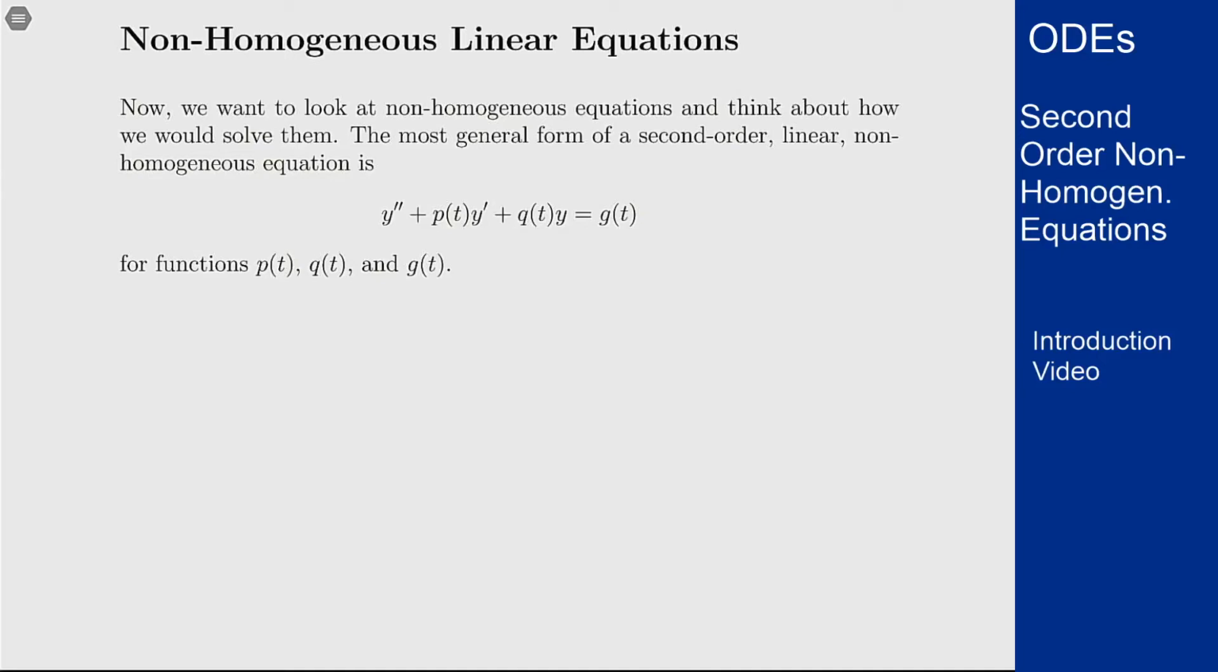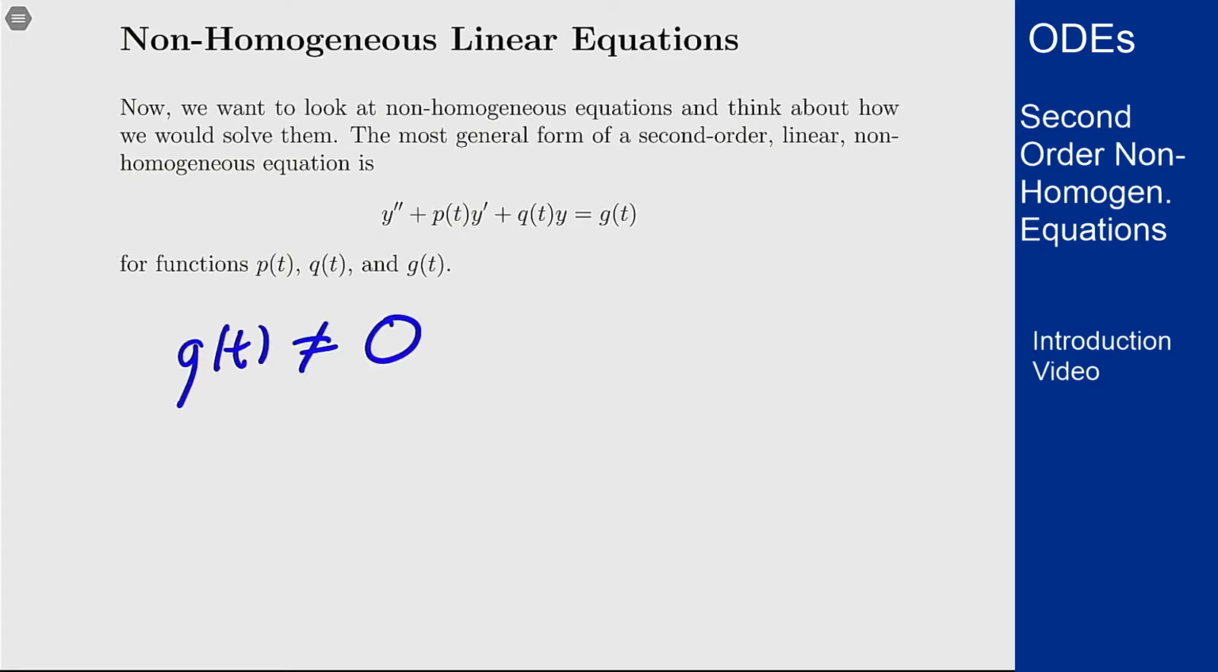In this video, we'll talk generally about non-homogeneous linear equations of second order and how we might go about solving them. So the most general second-order linear non-homogeneous equation is of the following form. It's y'' + p(t) y' + q(t) y = g(t) for some p, q, and g functions. These will seem to be nice continuous functions where they're defined. And the main thing we're concerned about here is when g(t) is not 0.